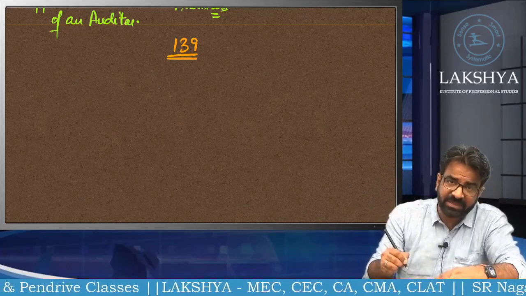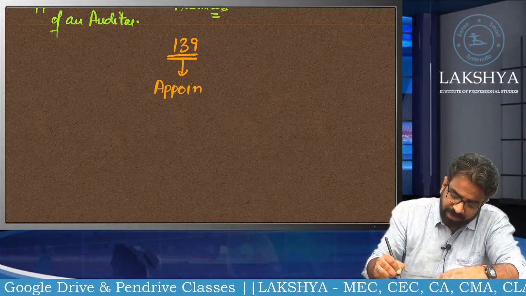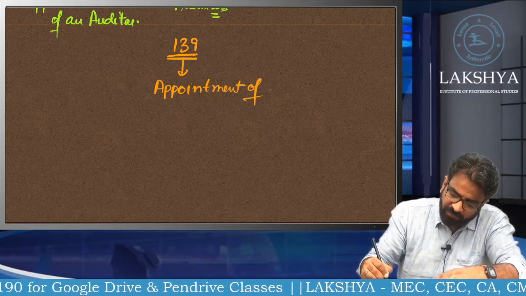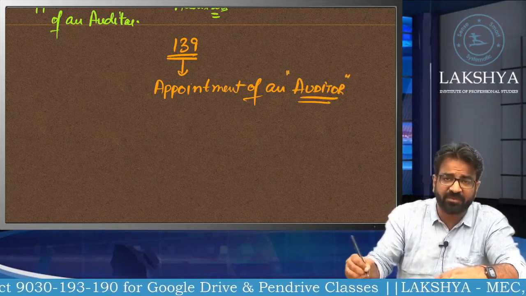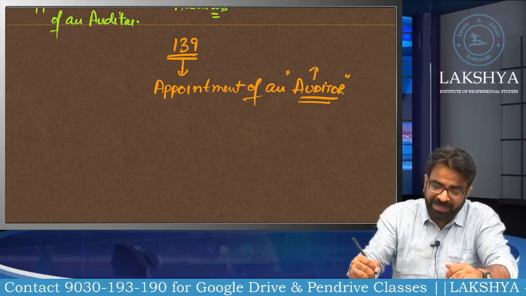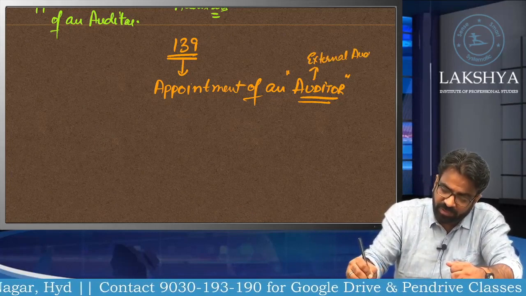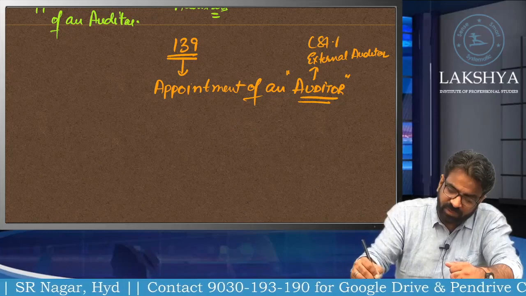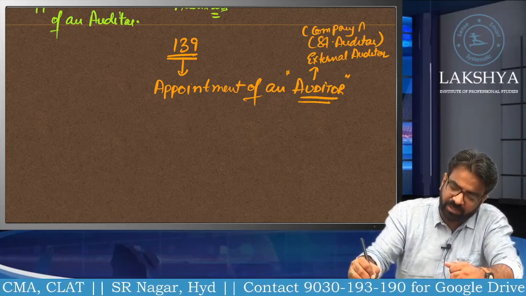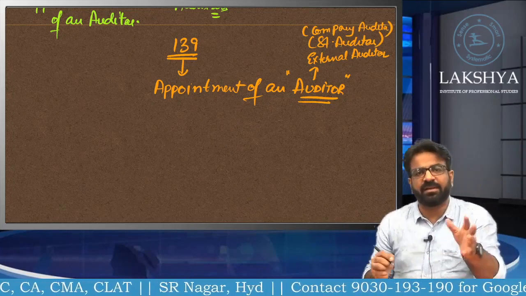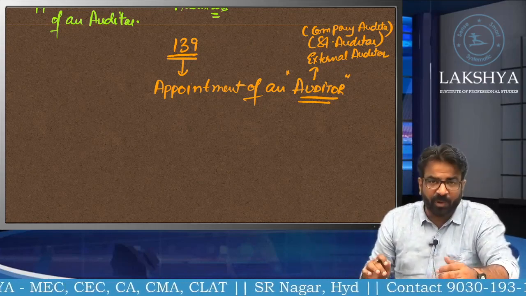Now see, let us understand section 139. Section 139 talks about the appointment of an auditor. Now everyone please tell me, when we are using the word auditor, do we mean internal audit or external audit? External auditor. We are talking about the external auditor, also known as the statutory auditor, and also known as the company auditor. We are not talking about the internal auditor, because for the internal auditor we have a dedicated section called section 138, right? So, the appointment of an auditor.